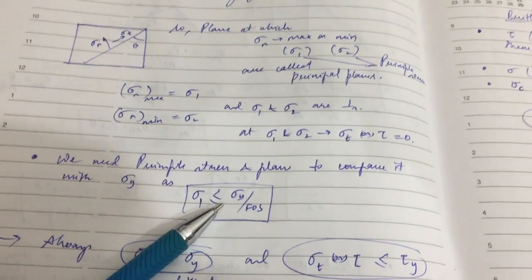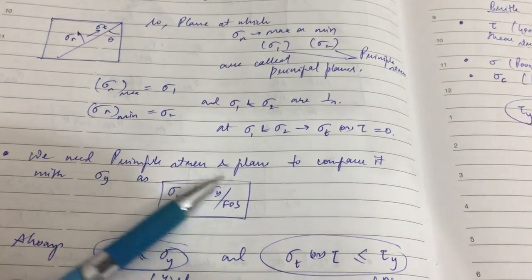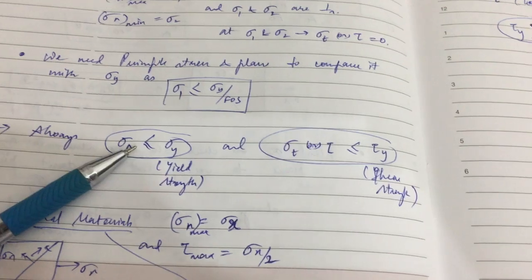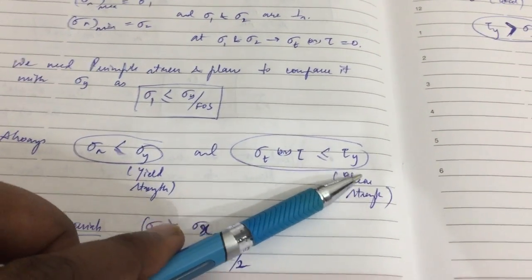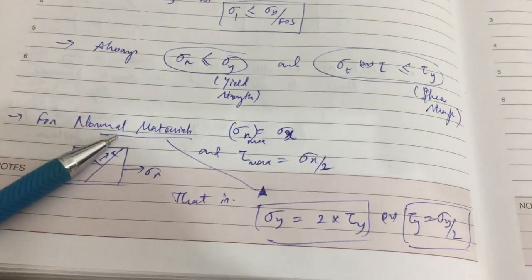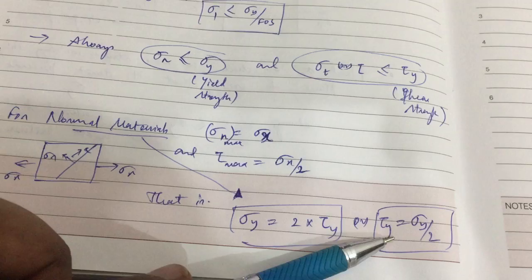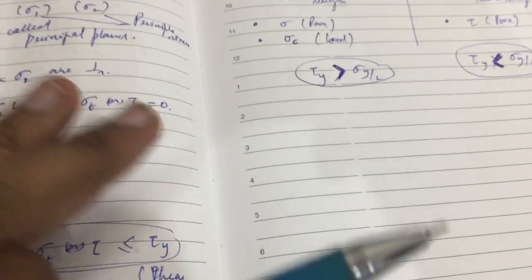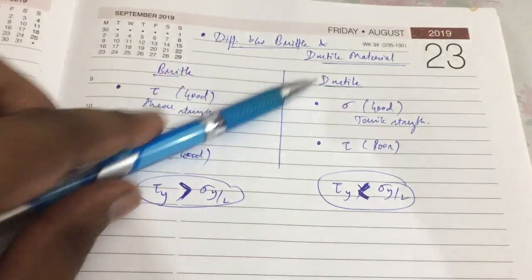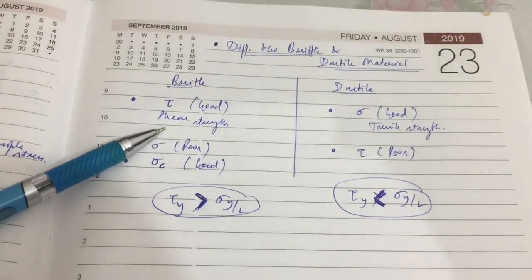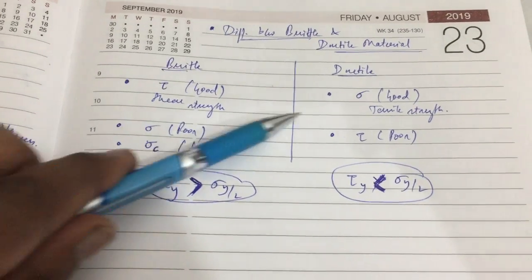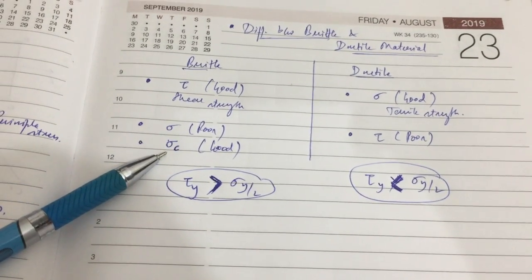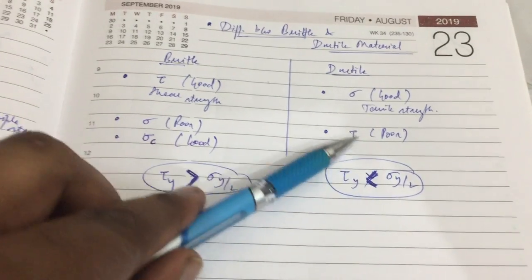The principal stress should always be less than the yield stress by a factor of safety, to keep the material away from the failure situation. So always the normal stress should be less than the yield stress, and the shear stress should be less than the shear strength. For normal materials, the shear strength is equal to half of the yield strength, but it differs for brittle and ductile materials. The basic difference is that brittle material has poor tensile strength but good compressive strength, and ductile material has poor shear strength.